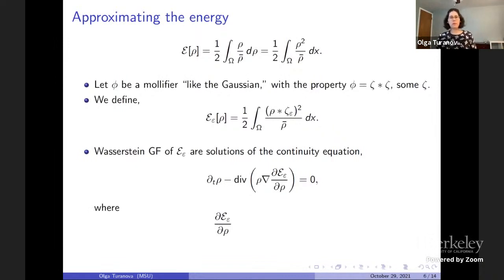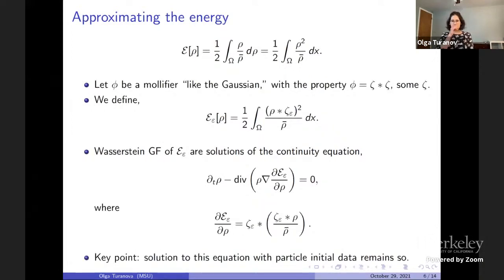So the gradient flows of this are solutions of this continuity equation. Let me compute this functional derivative explicitly. The functional derivative of E epsilon with respect to rho is zeta convolved with rho over rho bar. The key point, and why this approximation is useful, is that solutions to this continuity equation with particle initial data remain particles.